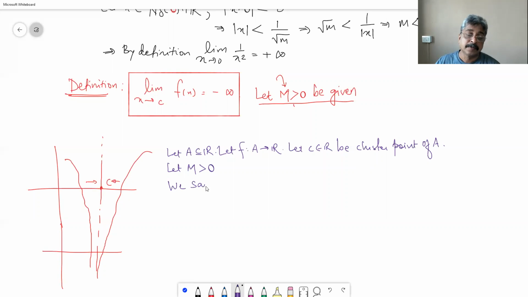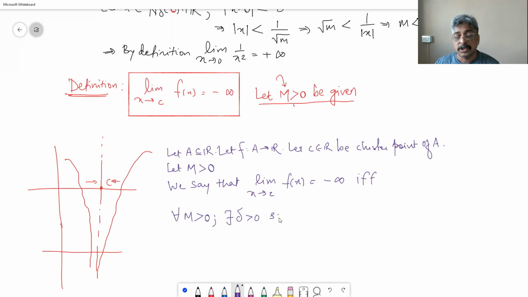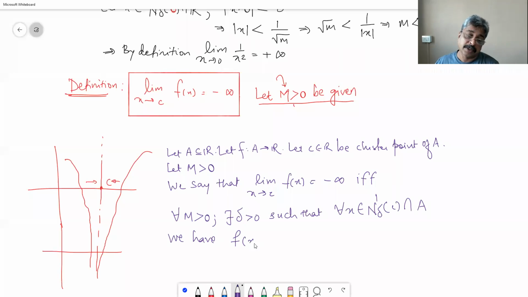We say that limit as x tends to c of f of x equals minus infinity if and only if for every M greater than 0 there exists delta greater than 0 such that for every x belonging to the deleted delta neighborhood of c intersection A, we have f of x less than minus capital M. Okay, in this case we will say that it is minus infinity. A few more definitions will be required, that we will do a little later.